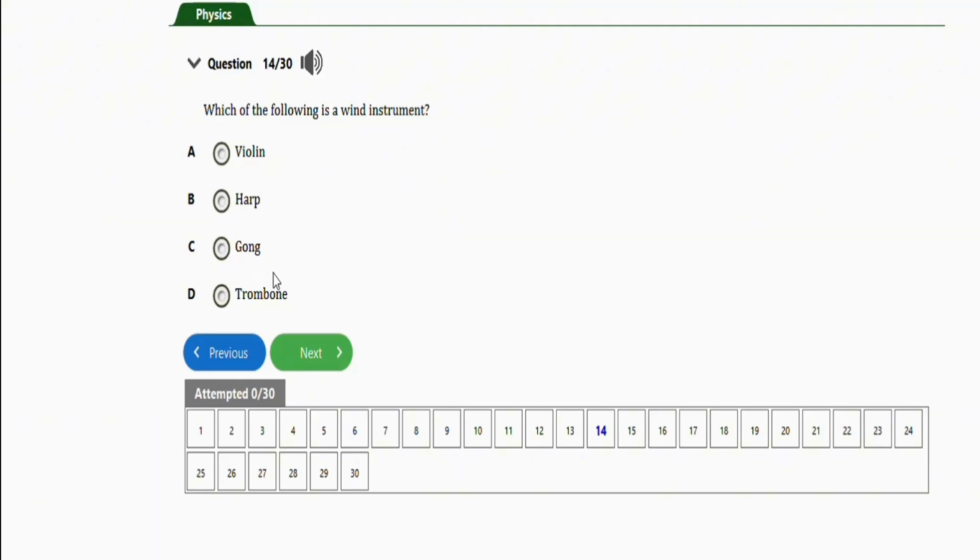Alright, just take note of this particular question, and the other one, the answer was flute. Alright, flute and trombone are examples of wind instruments. Very, very important. Okay, so the next repeated question will be this question.